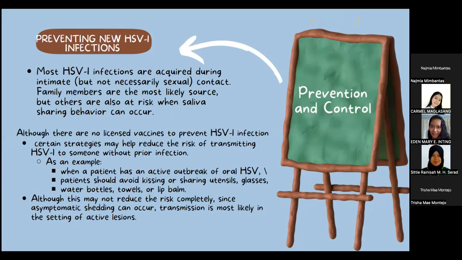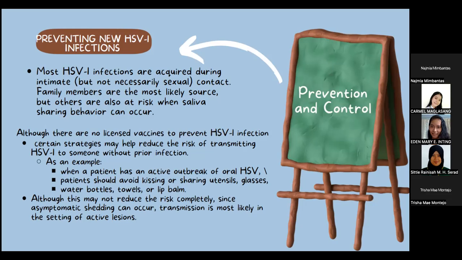So we'll proceed to prevention and control, preventing new HSV1 infections. Most HSV1 infections are acquired during intimate but not necessarily sexual contact. Family members are the most likely source, but others are also at risk when saliva sharing behavior can occur. Although there are no licensed vaccines to prevent HSV1 infection, certain strategies may help reduce the risk of transmitting HSV1 to someone without prior infection.